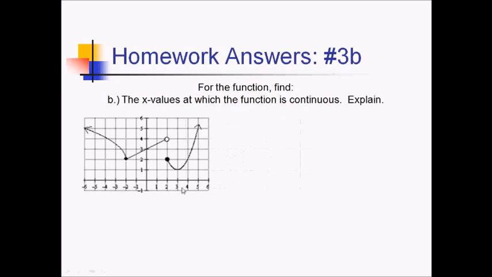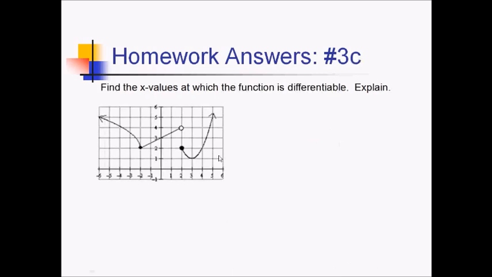For continuity, we definitely have a break in continuity here at x equals 2. That is a jump. So we've got continuity from negative infinity, comma, 2, and then union 2 to positive infinity. And then finally, for differentiability, we have a cusp, or is it a corner? Well, it's more of a cusp, either way, at negative 2. And then we have a discontinuity at positive 2. So that means our differentiability interval is from negative infinity to negative 2, union negative 2 to 2, union 2 to infinity.